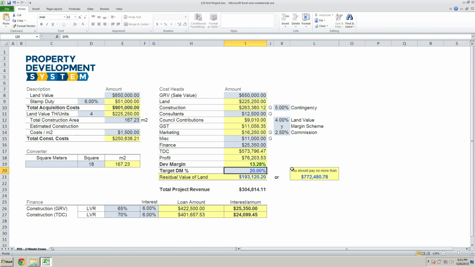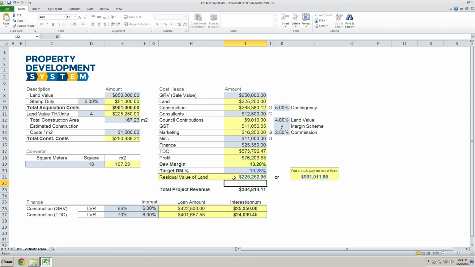So let's say you're making 13.28. If I say my target development margin should be 13.28, look at what you should be paying, $901,011 something. Look at here what you are paying now, 901. So this is based on all the different costs. It takes off all the different costs and revenues and so on. So there's a formula to calculate the residual value of land based on development margin.